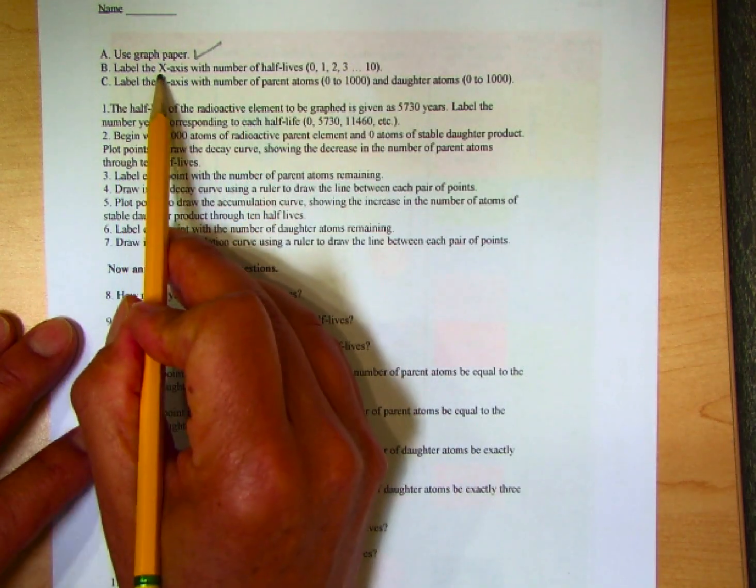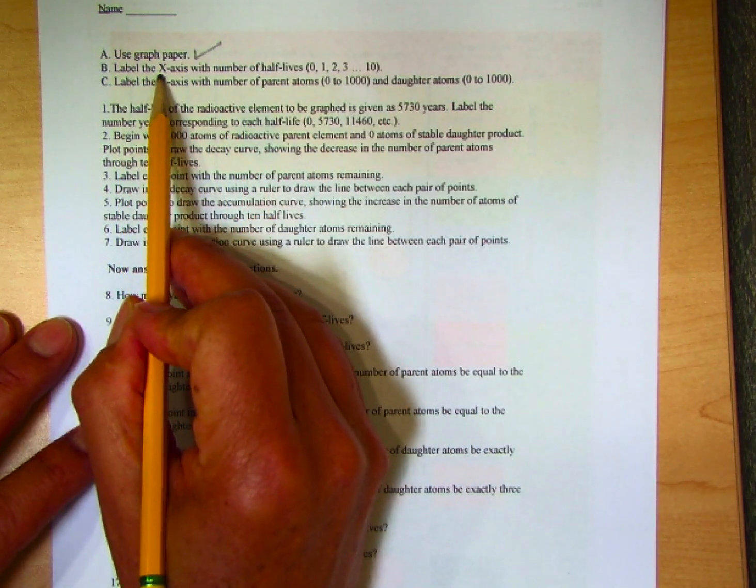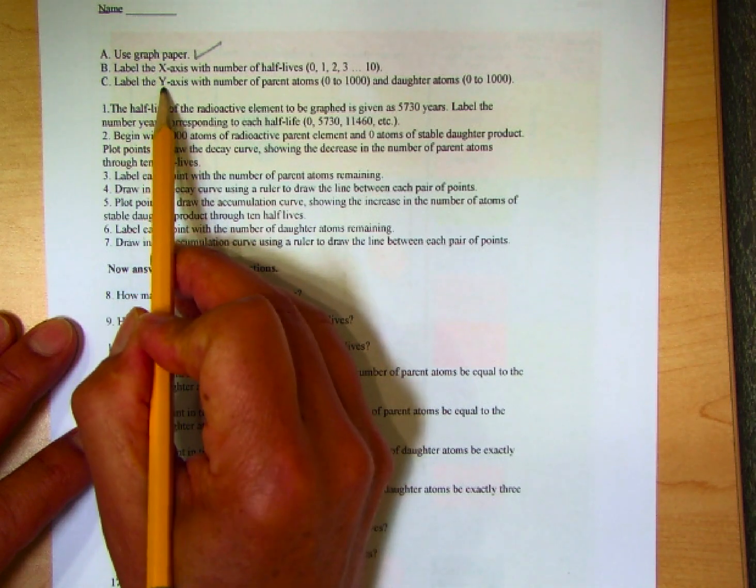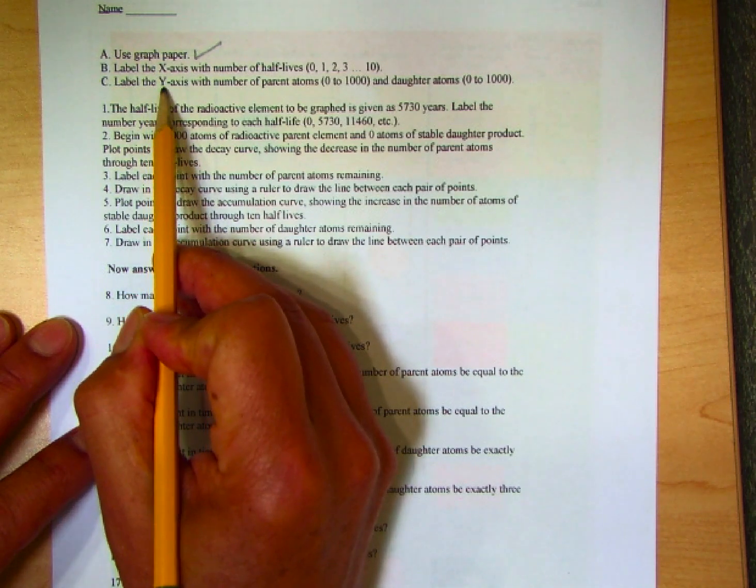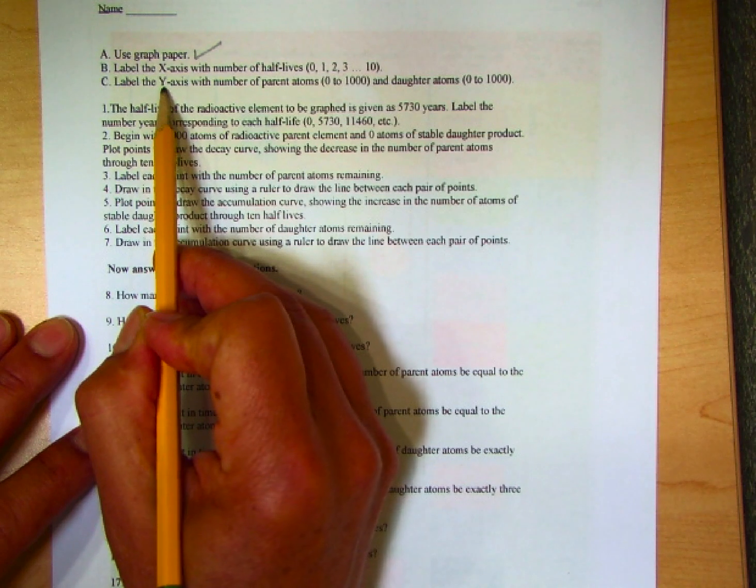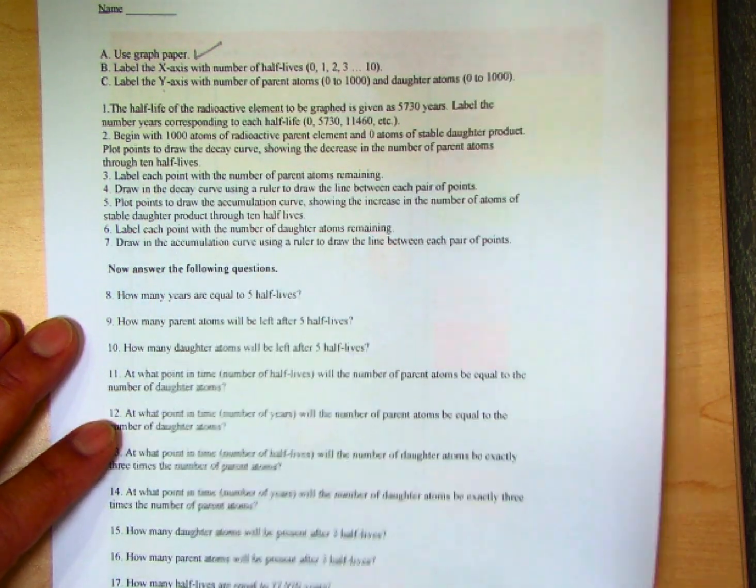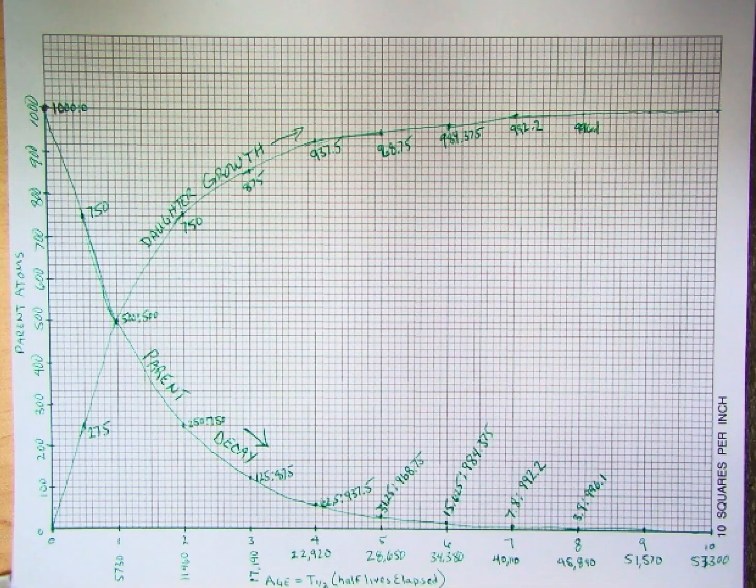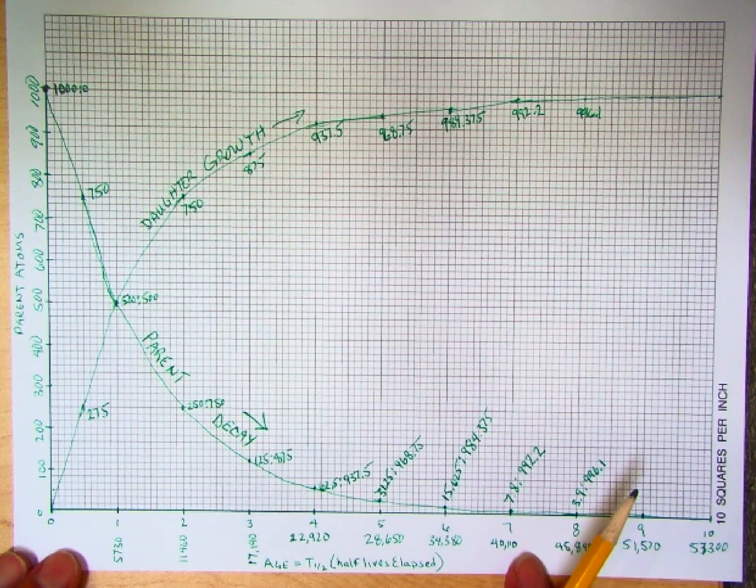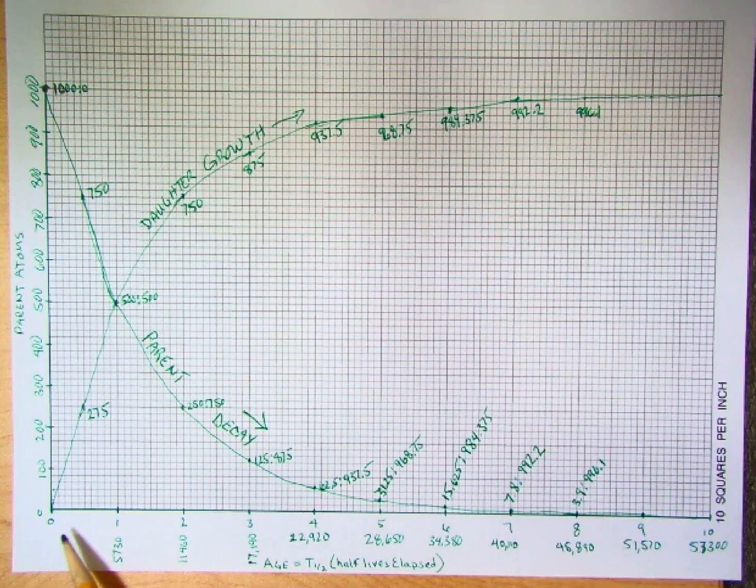Then on the x-axis, we're going to have the number of half-lives. And then on the y-axis, we're going to have the parent atoms that decay, and also the daughter atoms that are going to grow, right? So I've already made a graph here. On my graph, on the x-axis down here, I have the number of half-lives elapsed. At time 0, there are no half-lives. That would be 1 half-life, 2 half-lives, 3, 4, and so on, right?